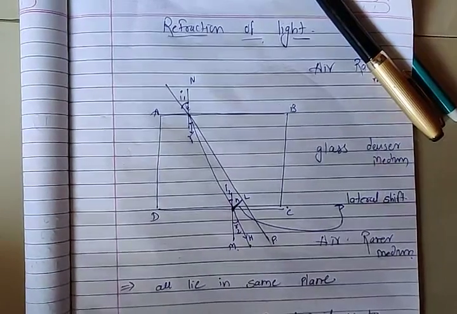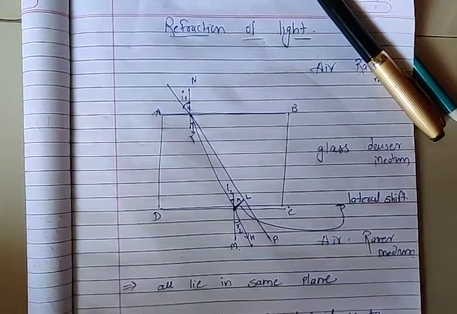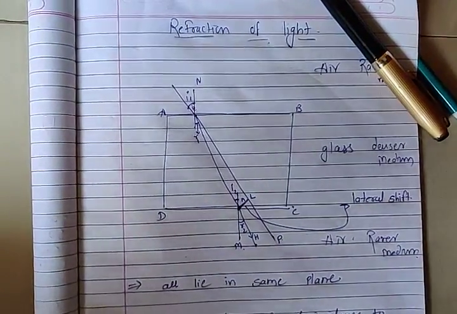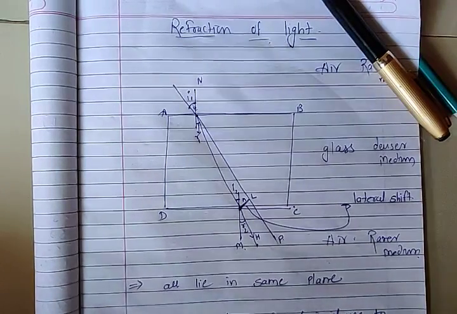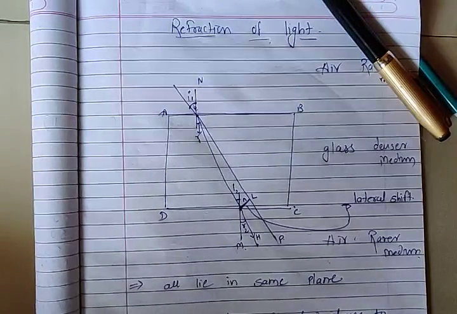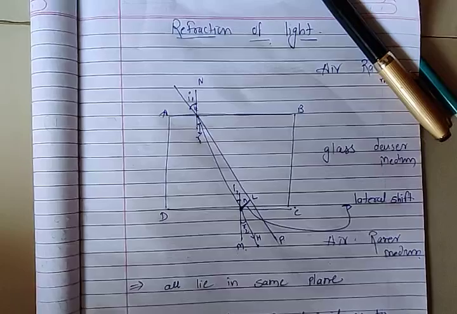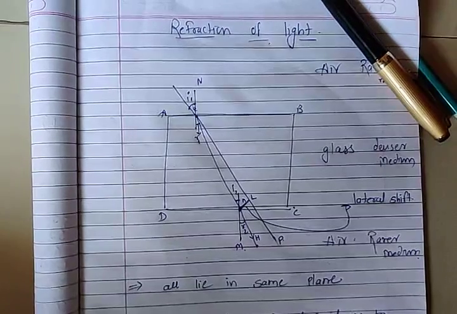It is very easy. We already learned that light travels only in a straight line, but when it passes between two transparent media, what is going to happen, that we are going to see in this particular part.